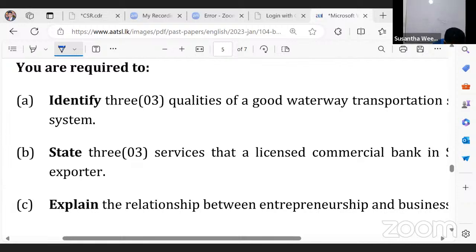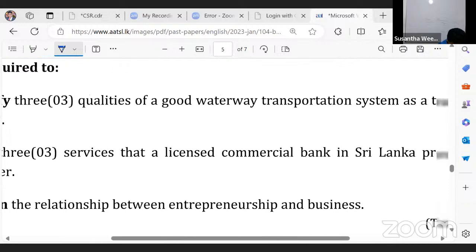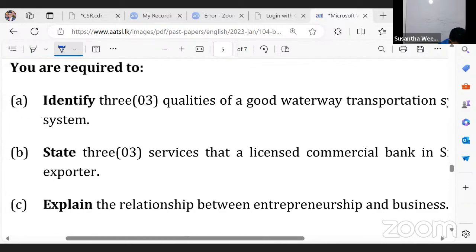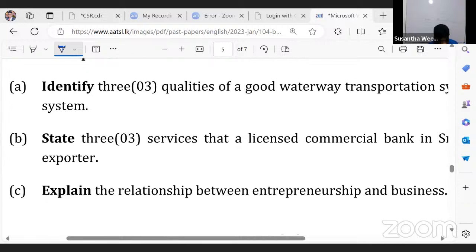State 3 services that licensed commercial banks in Sri Lanka provide for an exporter. As I told you, right? They can issue letters of credit, right? Issuing LCs for payments, letters of credit. In addition to that, licensed commercial banks are involved in providing leasing facilities. Also, they are providing bank drafts.